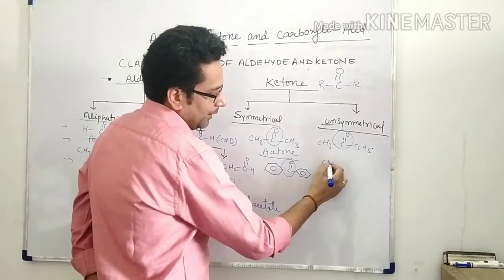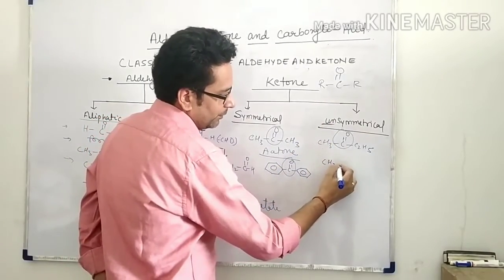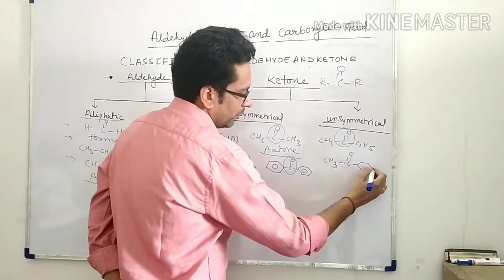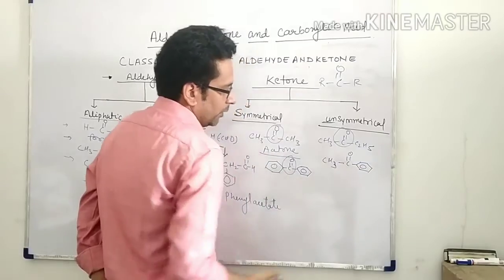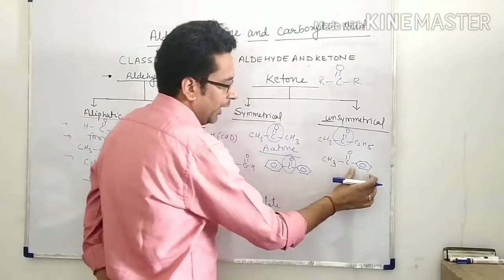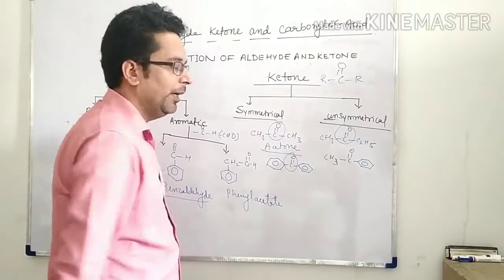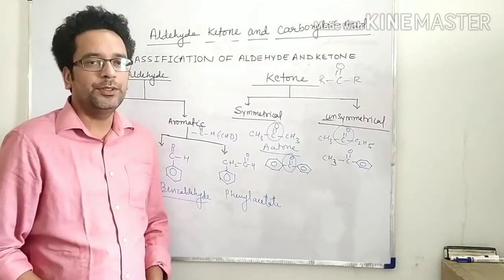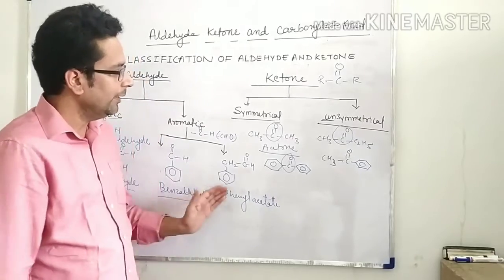Now another example, CH3, C double bond O. Here a CH3 group and here a phenyl group. So these are examples of unsymmetrical ketone. So these are the classifications of aldehydes and ketones.